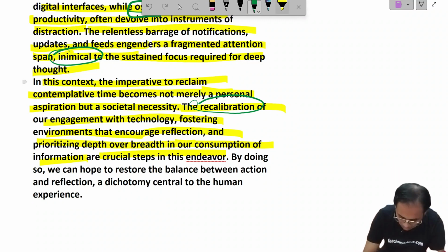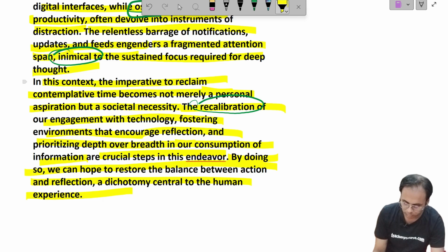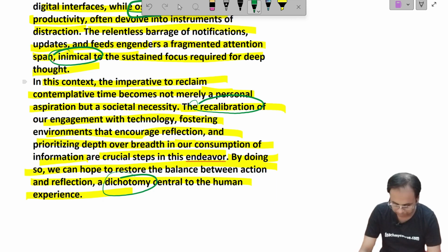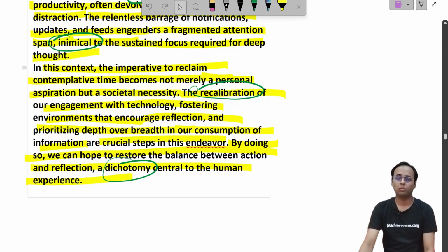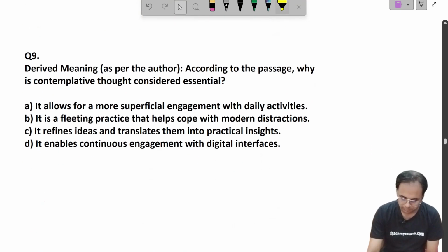Okay, so by doing so we can hope to restore the balance between action and reflection, a dichotomy central to the human experience. Dichotomy means two types of oppositely seeming experience. Okay, so this is all about the paragraph. I hope you got the central idea of the paragraph. Okay, so let's see the questions.